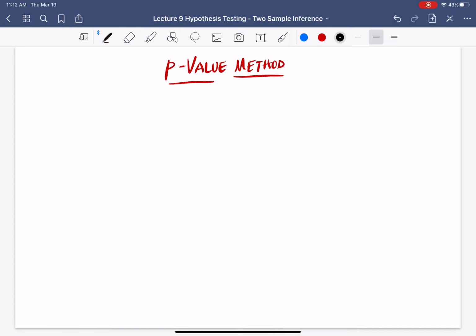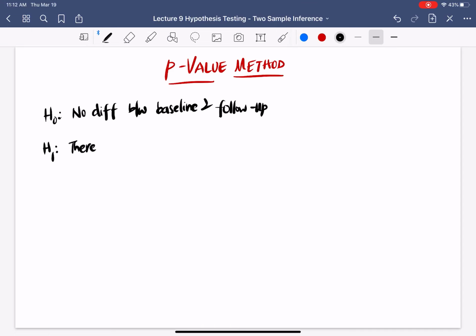in the p-value method, we still use the same H0 and H1. So H0 says that there is no difference between the baseline value and the follow-up value. H1 says that there is a difference between baseline and follow-up.